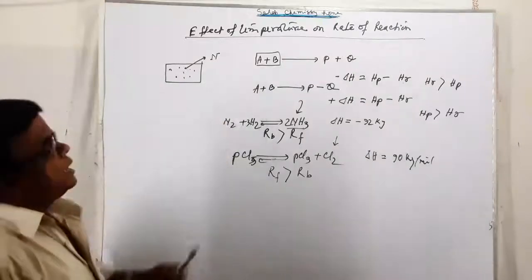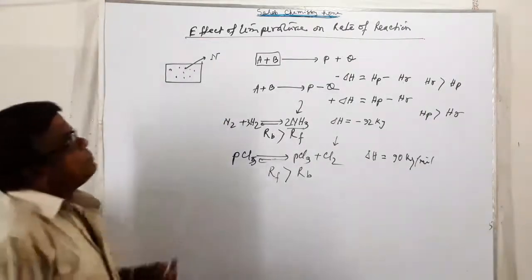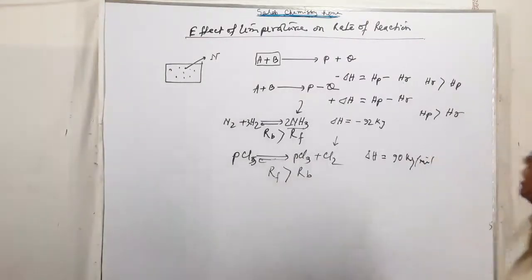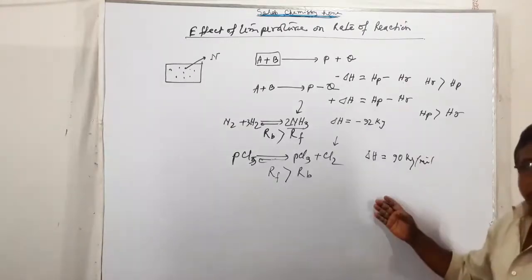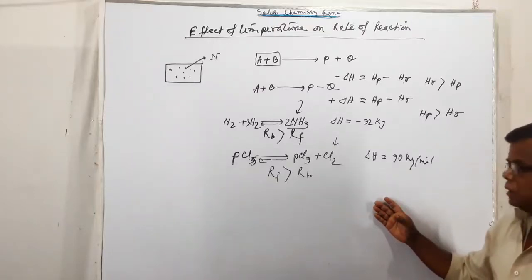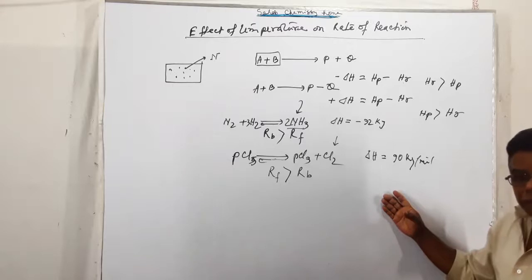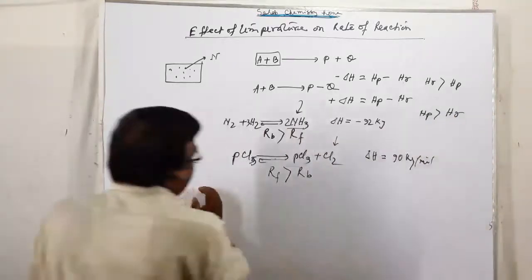And this is the effect of temperature on rate of reaction in the case of exothermic and endothermic reactions. That is, the effect of temperature in the reversible reaction is significantly important.